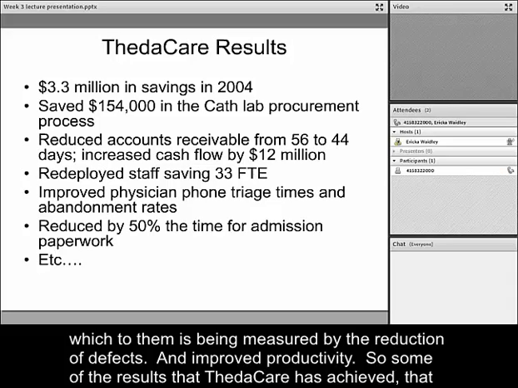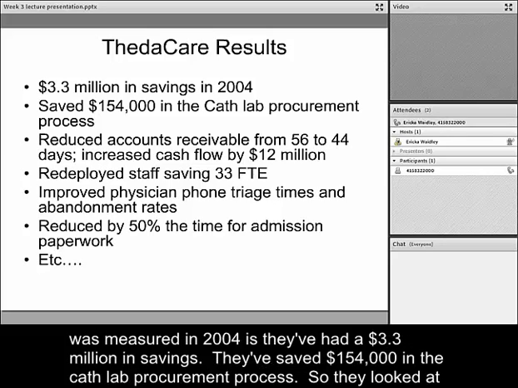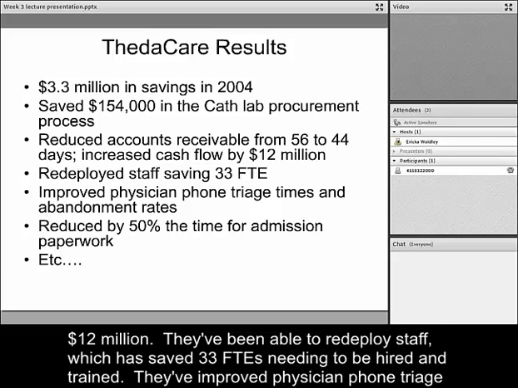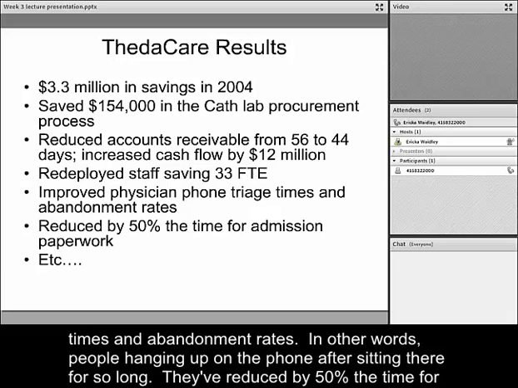So some of the results that Theta Care has achieved that was measured in 2004 is they've had a $3.3 million in savings. They've saved $154,000 in the cath lab procurement process. So they looked at inventory and reducing waste in the cath lab. They've reduced accounts receivable from 56 to 44 days, which has increased their cash flow by $12 million. They've been able to redeploy staff, which has saved 33 FTEs needing to be hired and trained. They've improved physician phone triage times and abandonment rates. In other words, people hanging up on the phone after sitting there for so long.